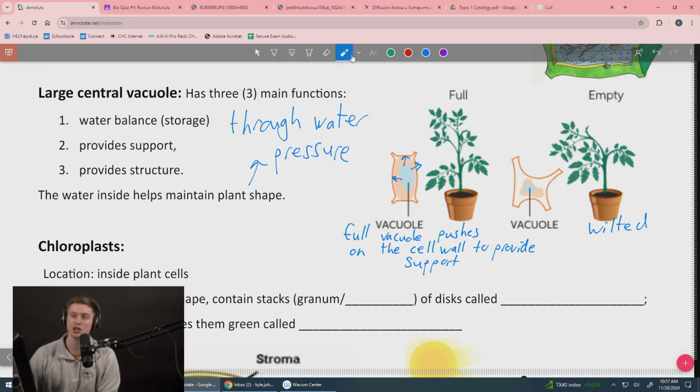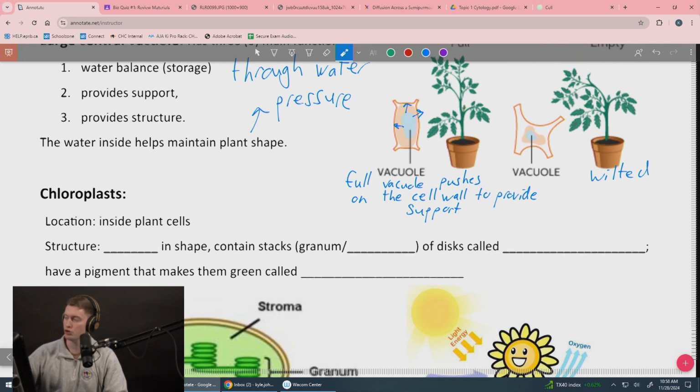If your plant is low on water, if you have plants at home that wilted, you might know, wow, I better water those. Then it will start to fall over because it doesn't have this pressure pushing on the walls to help keep the plant standing tall.